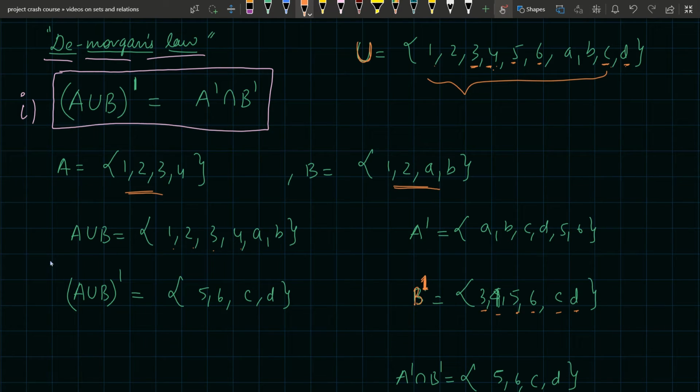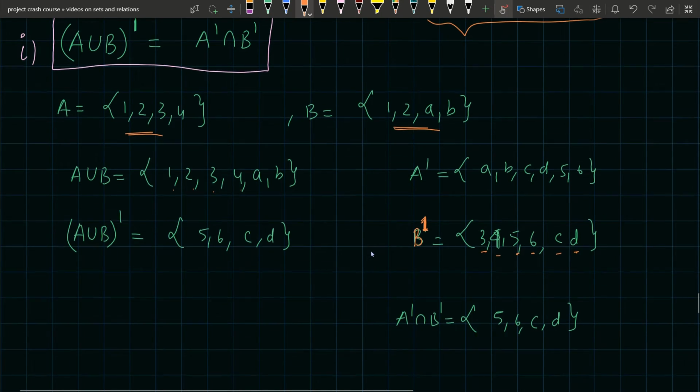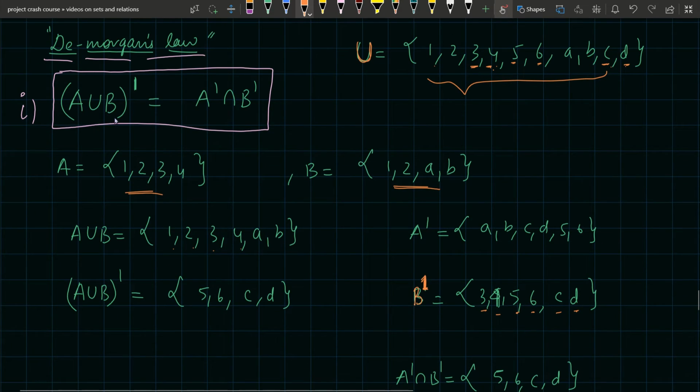Okay, so let's move on. A union B is 1, 2, 3, 4, A, B. What is A union B complement? Every element which is not one of these elements. So that is basically 5 and 6 and C and D. So we have all these sets. It is saying that if you have (A union B) complement, then it is equal to A complement intersection B complement. If you take all the elements in A and B and find every element other than that, it is every element not in A intersection every element not in B.